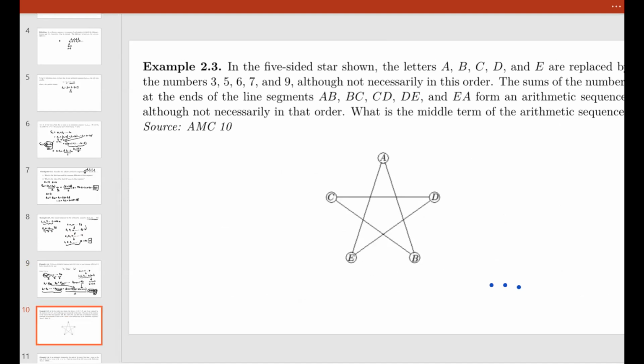So first, let's find the sum of the arithmetic sequence. Since each vertex lies on exactly 2 sides of the star, the sum of the arithmetic sequence is 2 times (3 plus 5 plus 6 plus 7 plus 9), and this is 60. Since the middle term of an arithmetic sequence is just the average of all the terms, our answer is simply 60 over 5, which is 12.